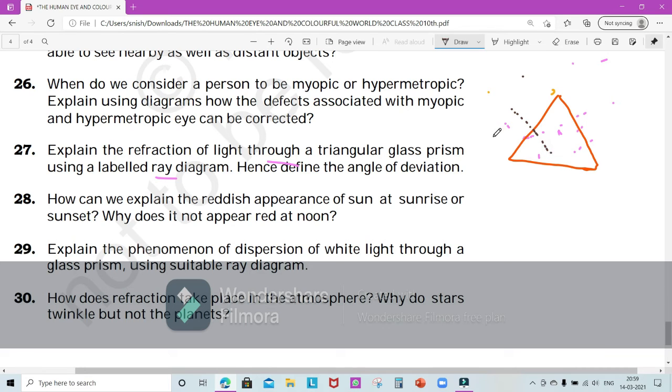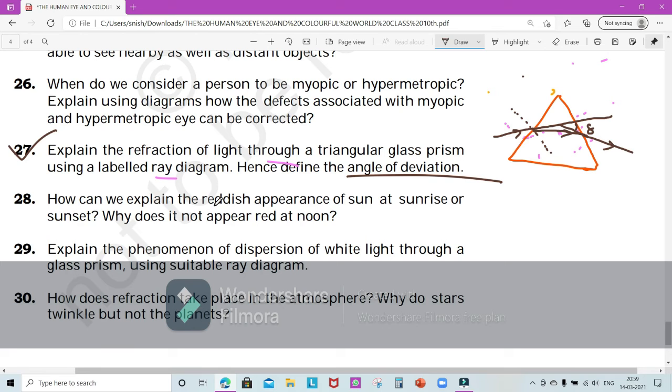Okay, so now it was supposed to go like this, but then it went like this, and now it's emerging like this. Now you back extend this ray and see this angle. This is called delta, and this is also called the angle of deviation. That's it, simple.